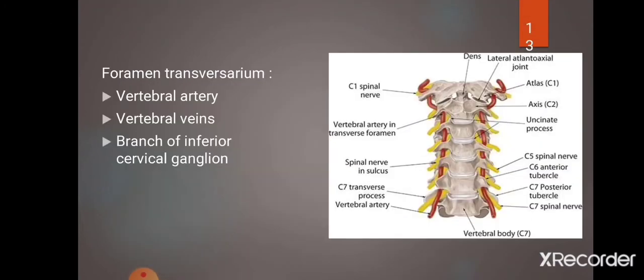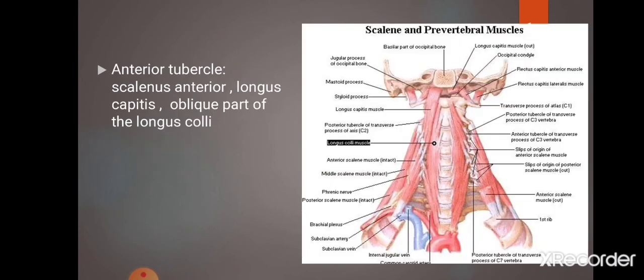Then foramen transversarium. Why do we have foramen transversarium? This is for the passage of the vertebral artery, vertebral veins, and branch of the inferior cervical ganglion. So this foramen transversarium, which is the identifying feature, provides passage for these structures, and it is important you should remember which structures pass through the foramen transversarium.